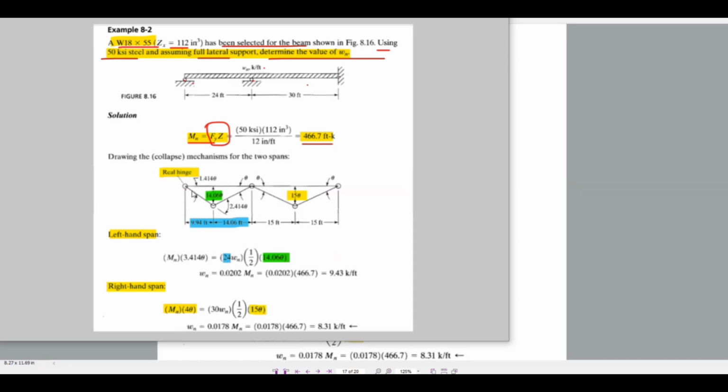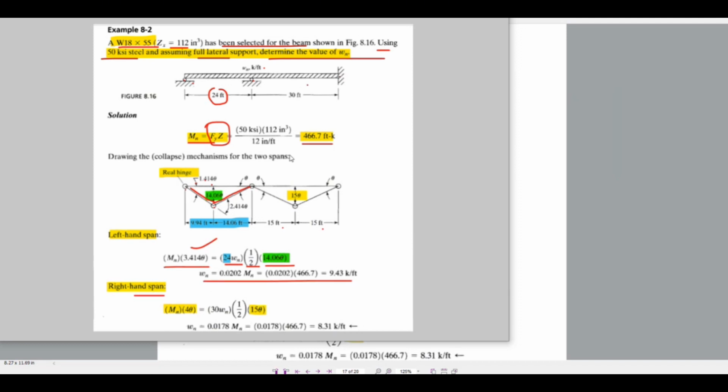So it can collapse like this, and this also it can collapse. So 1.4 on 4, this theta. This is a fixed beam kind of thing, 15 feet, 15 feet at center. The left hand span: Mn into 3.4 on 4, equals 24 times Wn into half into 14.6. So Wn we can get as 9.43.